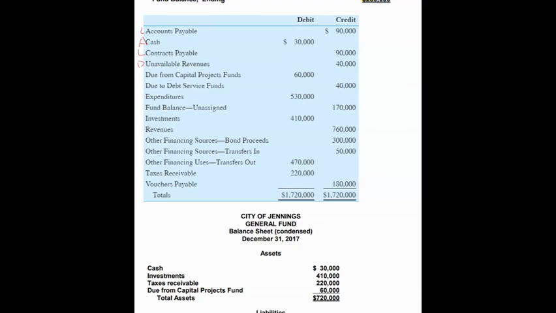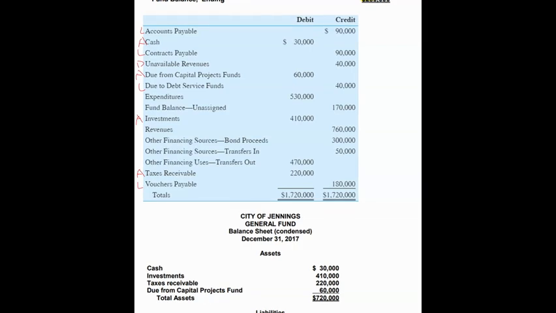So this is called deferred. And due from capital project fund, this is like a receivable, that's an asset. And due to debt service fund, like payables, is a liability. And then investment is an asset, and tax receivable is an asset, and voucher payable is a liability.